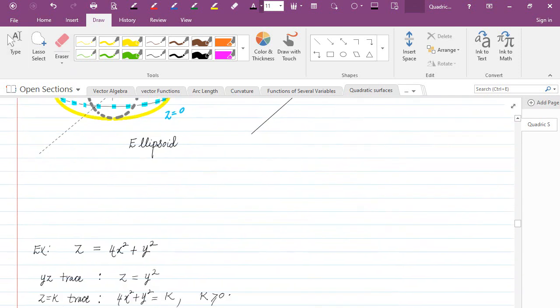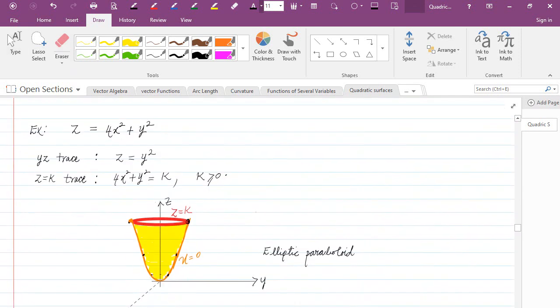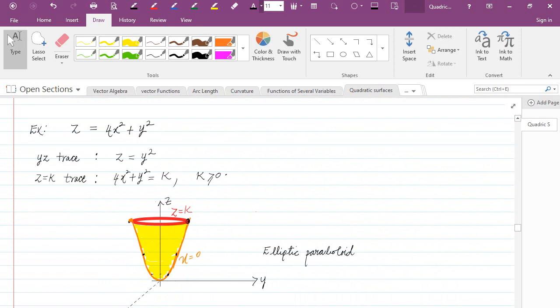Okay, so I think I'm going to end the video here. In the next video, we will look at another quadric surface.